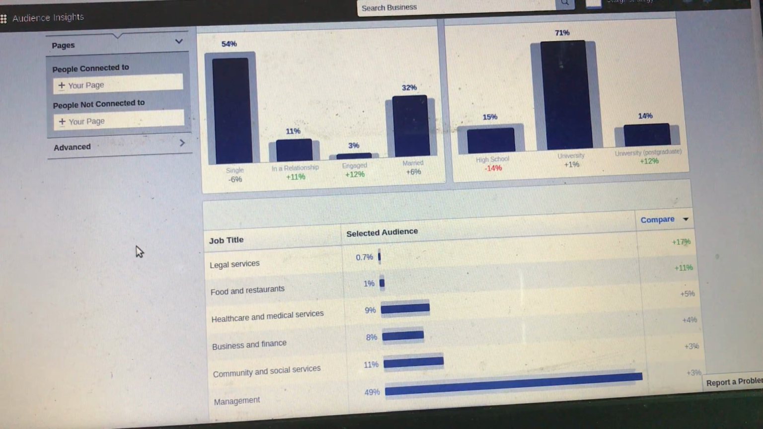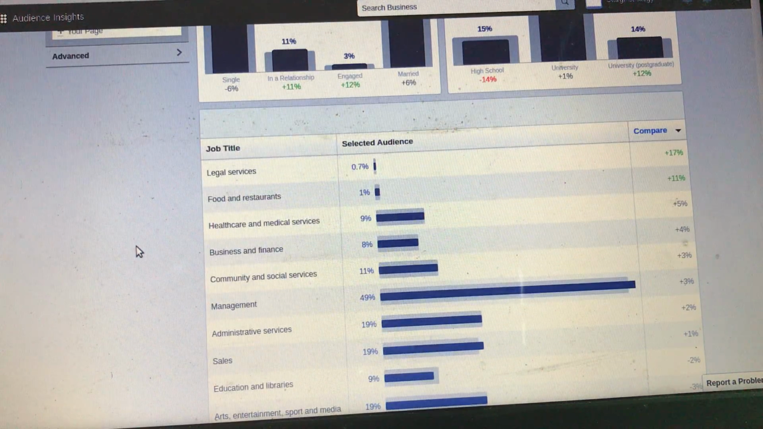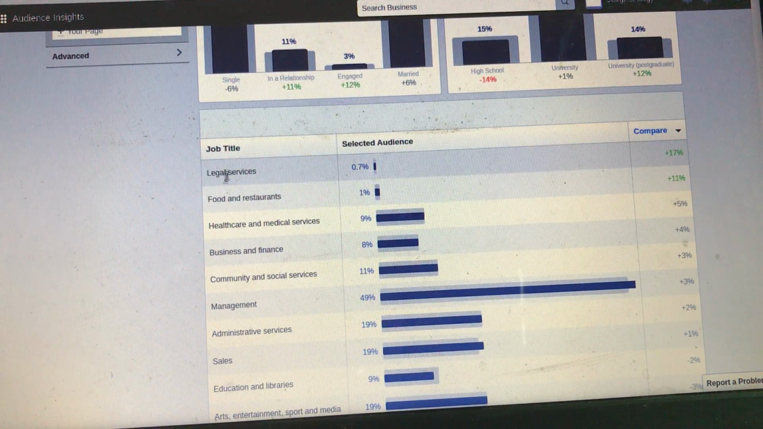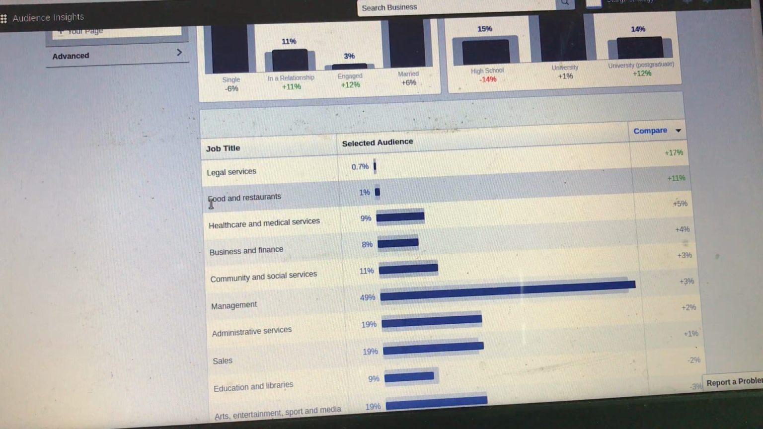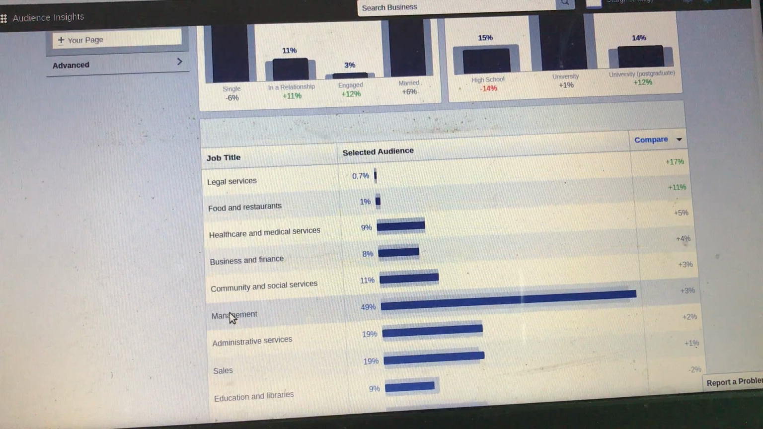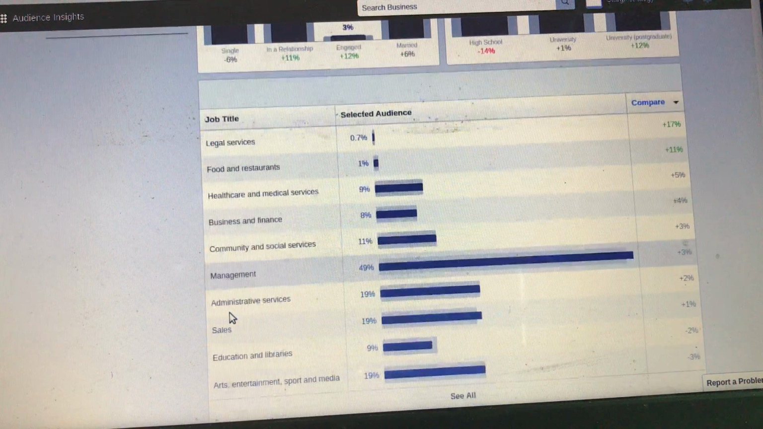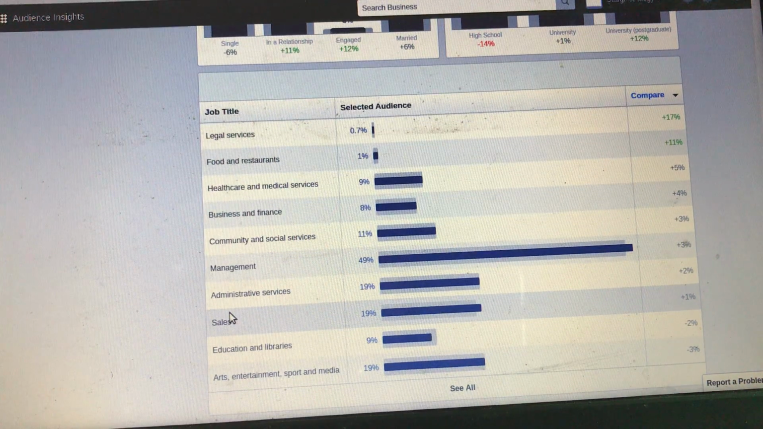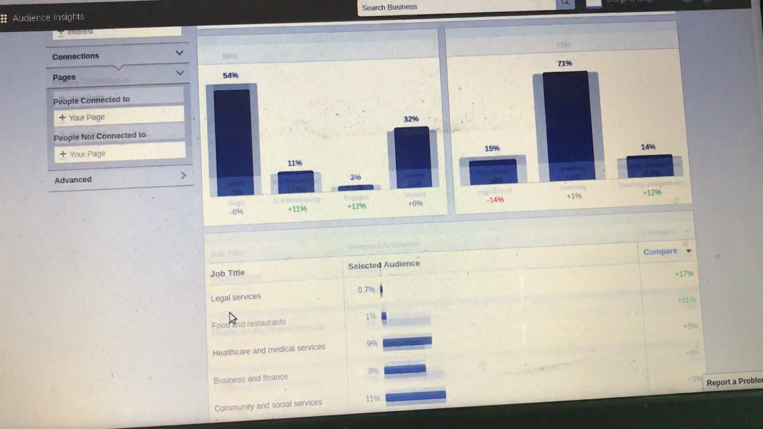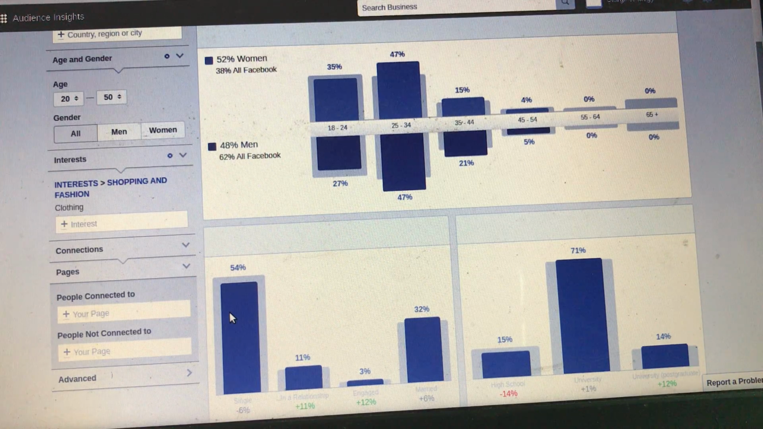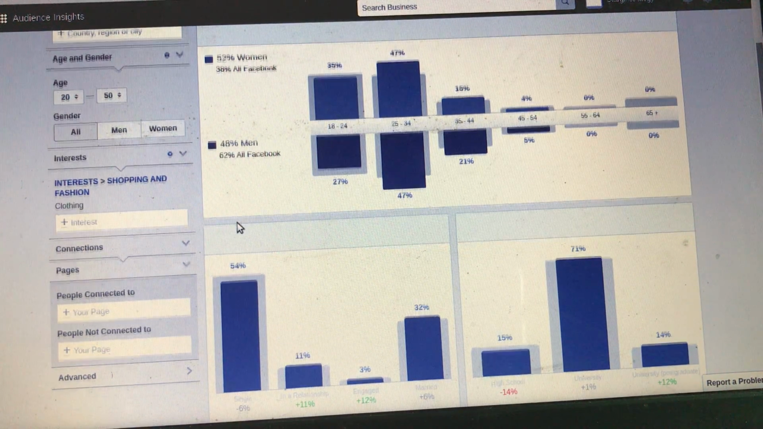So now we go to their job title. Their job title, 0.7% of them are into legal services like lawyer and all of those professions. Food and restaurant, 1% of them. Management is having 49%. You can see that. So you can just choose to maneuver around all of those metrics. So it is all of these things that will actually help you to know, okay, this is what I am targeting when I'm going to target for art.